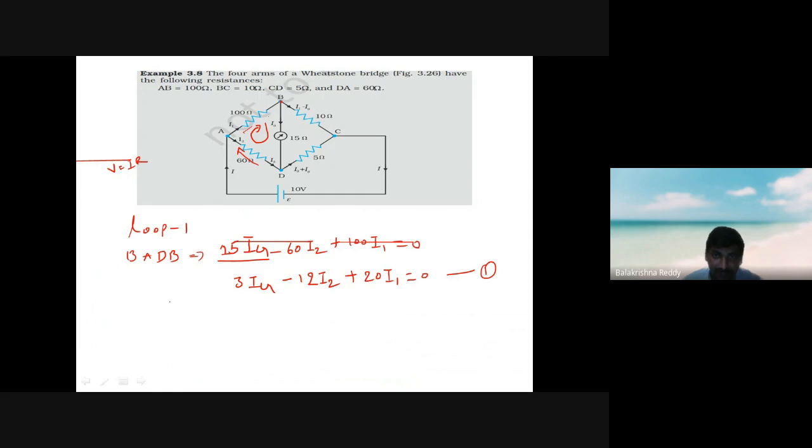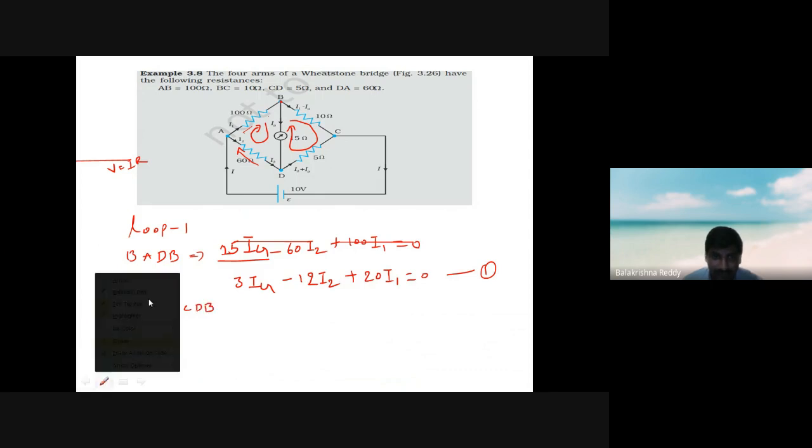What can we take from the B? B, C, D, B. Can we? Yes, sir. So loop 2 is B, C, D, B. Since you have taken B, C, D, B, then we can write that.